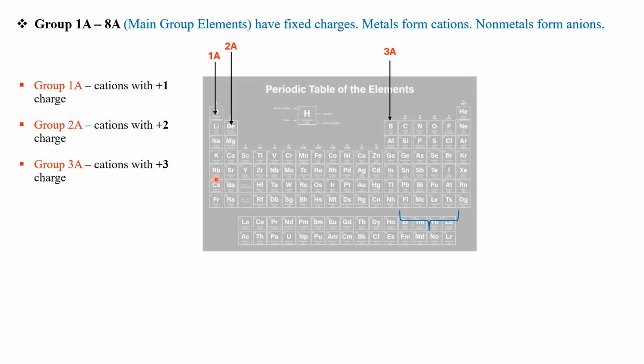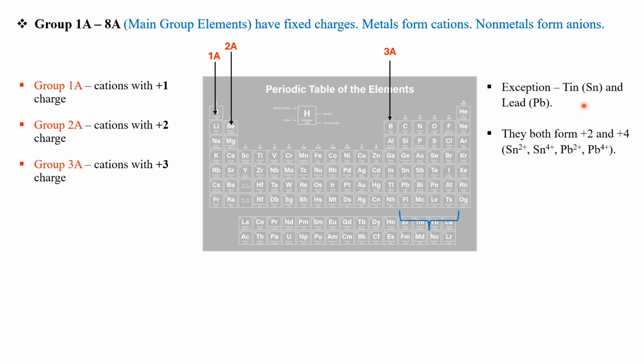Now you can see group 1, group 2, group 3 form plus 1, plus 2, plus 3. The plus charge is equal to the group number. There are two exceptions, tin and lead. Tin and lead are main group elements, but they form two charge species, plus 2 and plus 4. Tin plus 2, tin plus 4. Lead plus 2, lead plus 4. All the other main group elements have one charge.